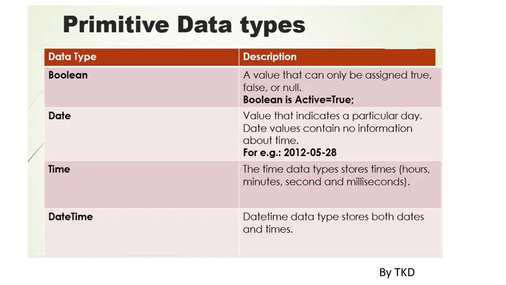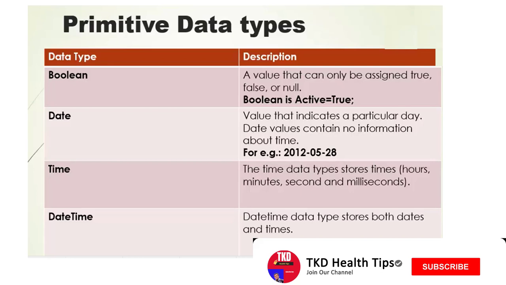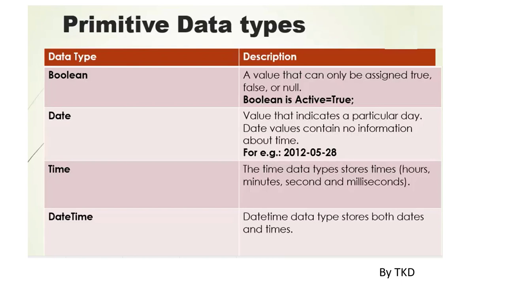Now we have a lot of other primitive data types. For example, we have Boolean. Boolean is a data type which can only be assigned a value true, false, or null. For example, here Boolean is the data type, isActive is the variable name, and it can only have either true or false or null. So be mindful about that. The next data type is date. As the name suggests, this indicates a particular day, and the date value contains no information about time, just the date.